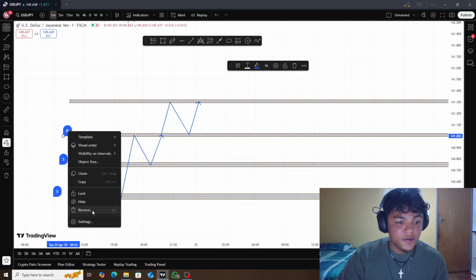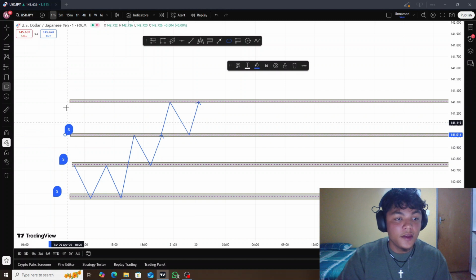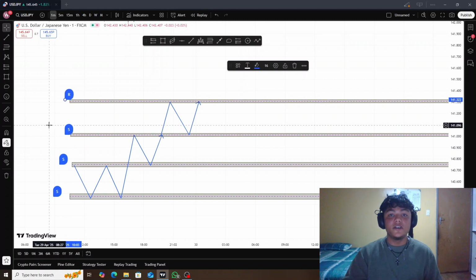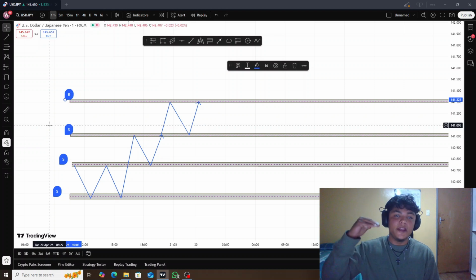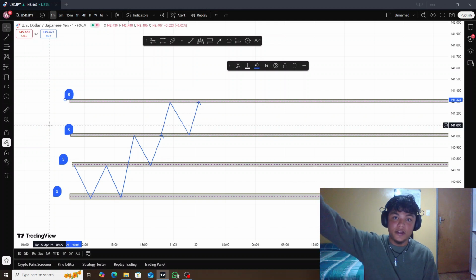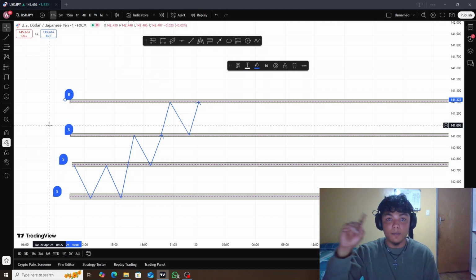So let's change this to support. This is my resistance. So guys, if you have a look at the drawing as well, whenever resistance becomes support, it's when the market is moving up. It's in an uptrend when a resistance becomes support. It's only when the market is moving upwards.